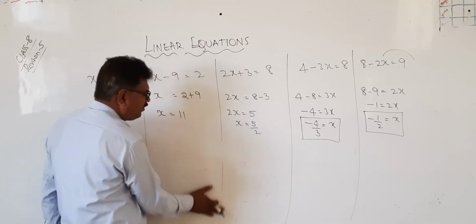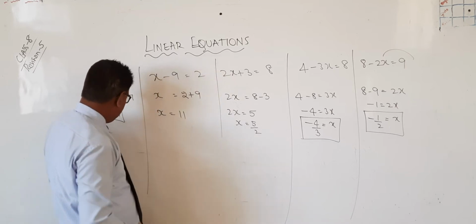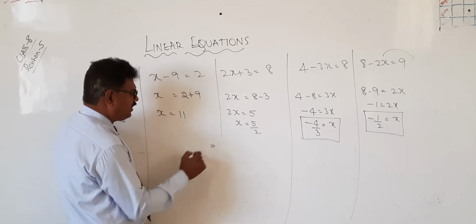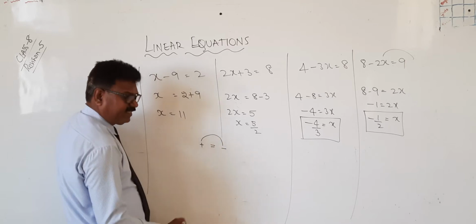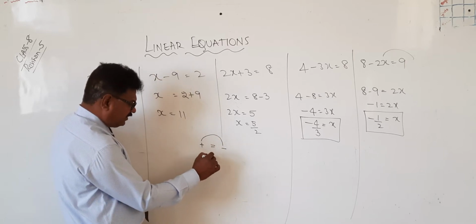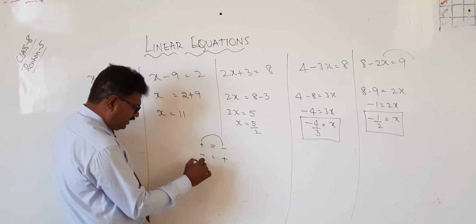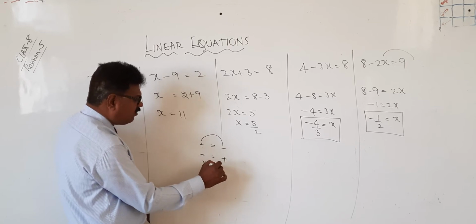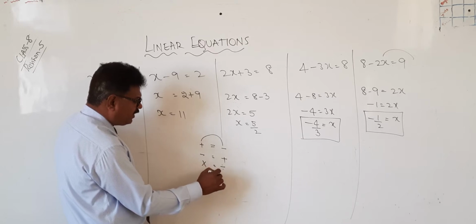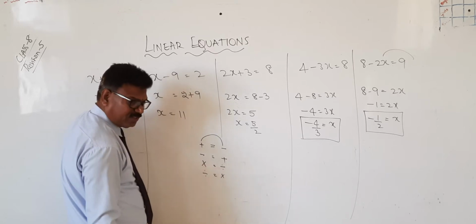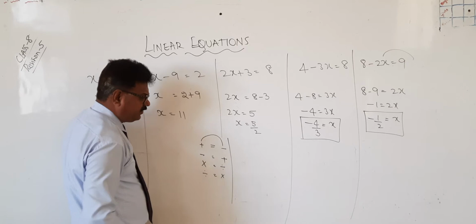Before going to this, I want to tell you, across the equal sign, if it is plus, it will become minus on the other side. If it is minus, it will become plus. If it is multiplication, it will become division. If it is division, it will become multiplication. Okay? You can see the equations.